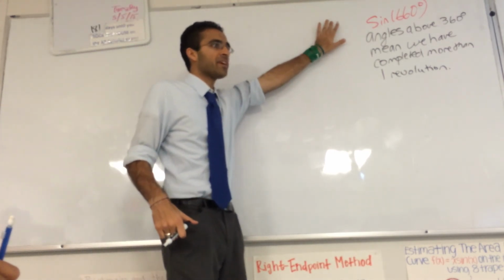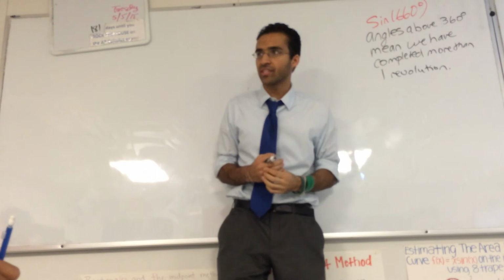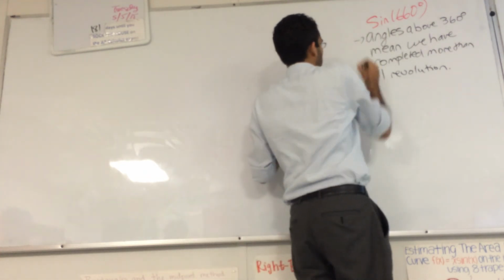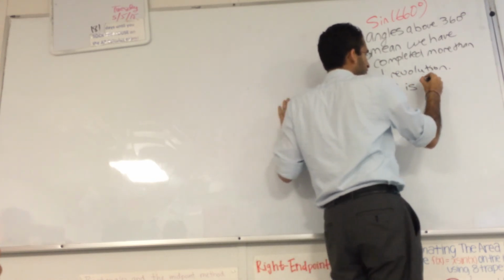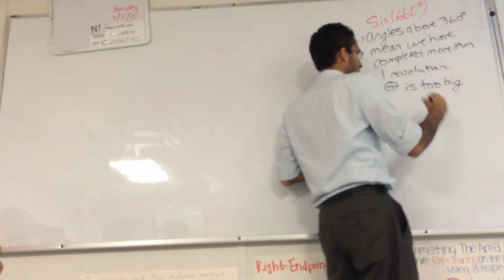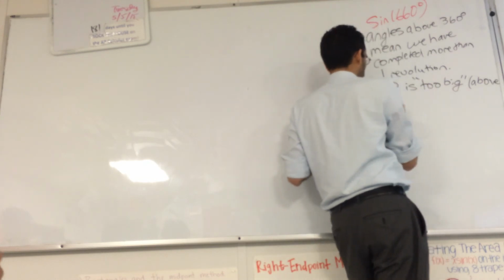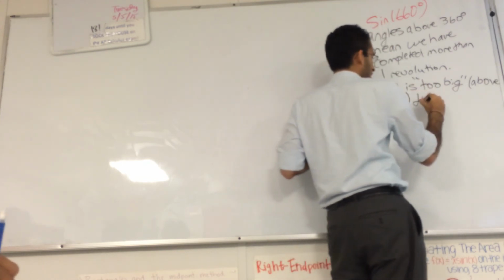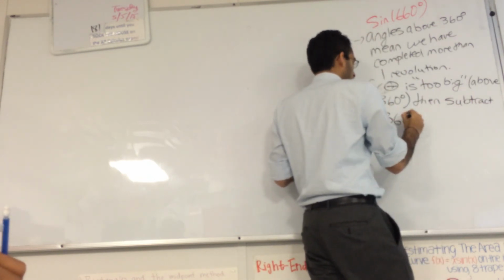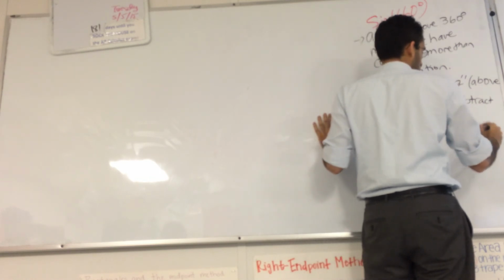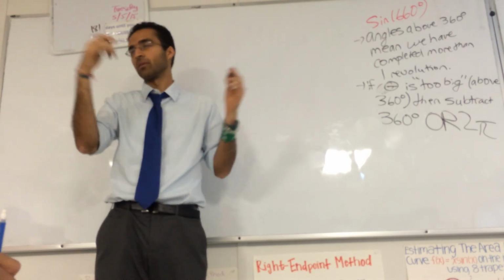So, how do we solve this? How do we get this angle back on the unit circle? We subtract 360 or 2 pi. So, if theta is too big, and by too big, what do I mean? Bigger than 360. Above 360 degrees, then subtract 360 degrees or 2 pi. If it's already in radians, you don't need to convert and then convert back.